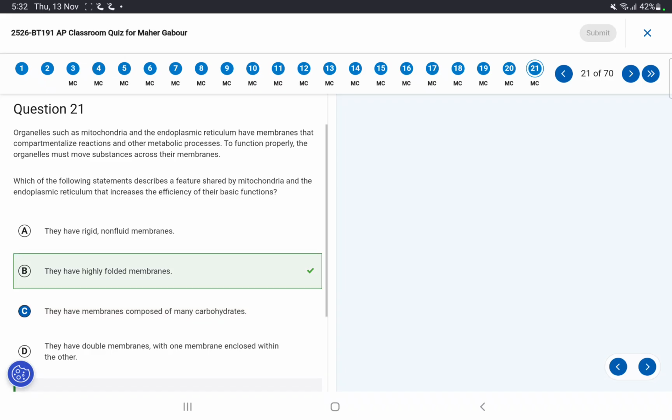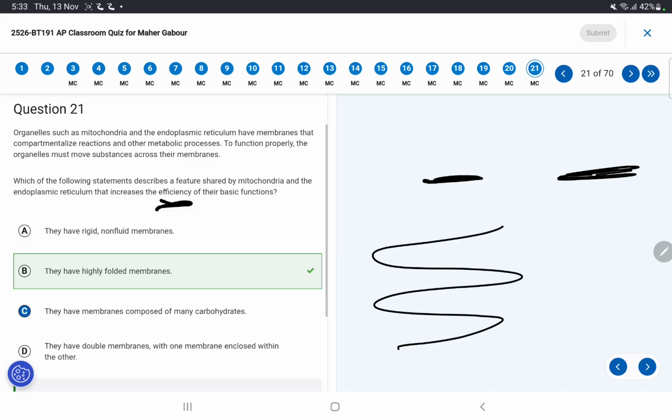Which of the following statements describes a feature shared by mitochondria and the endoplasmic reticulum that increases the efficiency of their basic functions? Efficiency, we're talking about surface area. Surface area, usually there's folding involved. Both the mitochondria and the endoplasmic reticulum, guess what? They both fold. That means they both have highly folded membranes. That means they both have a high surface area.